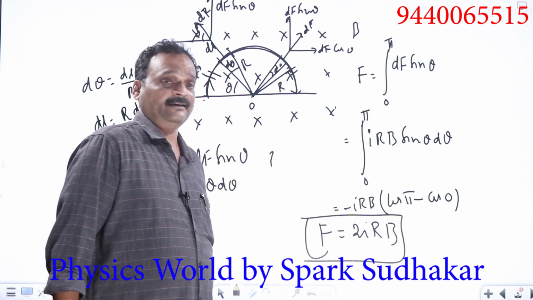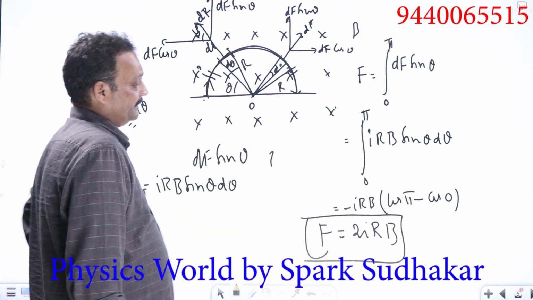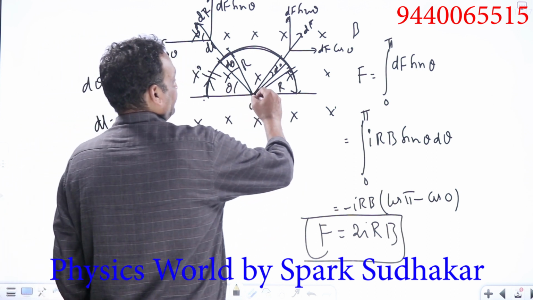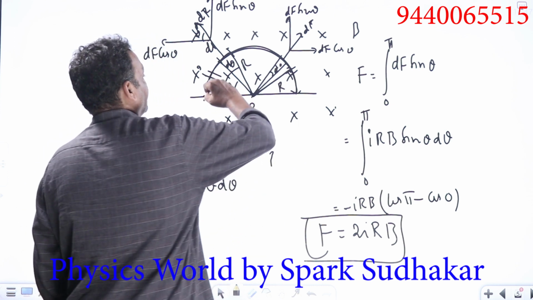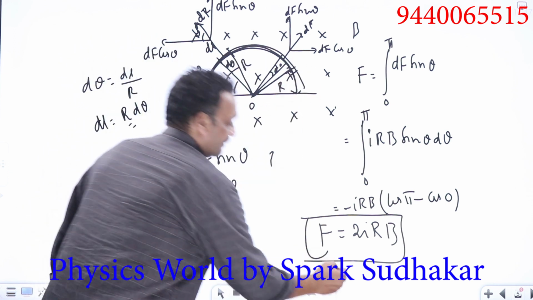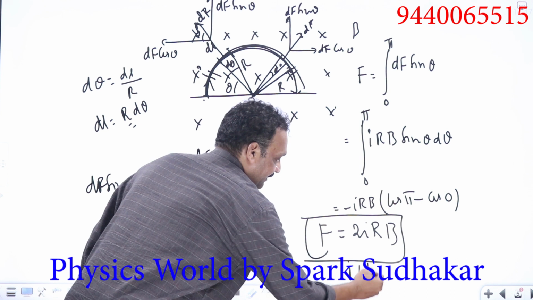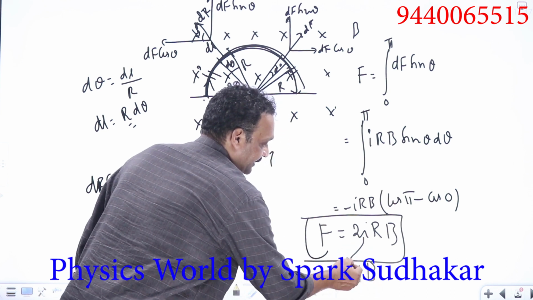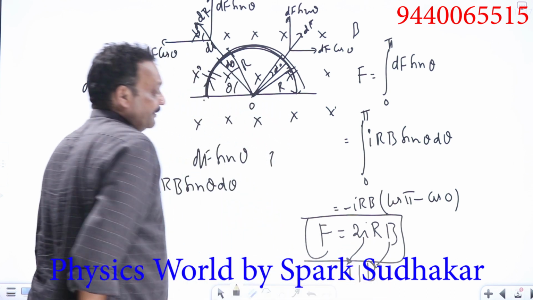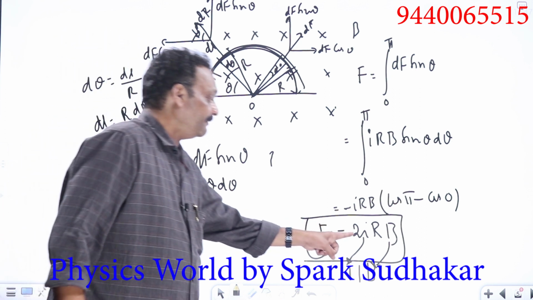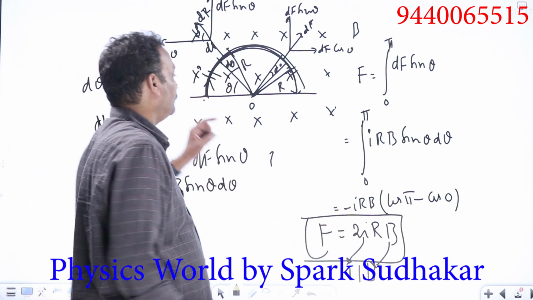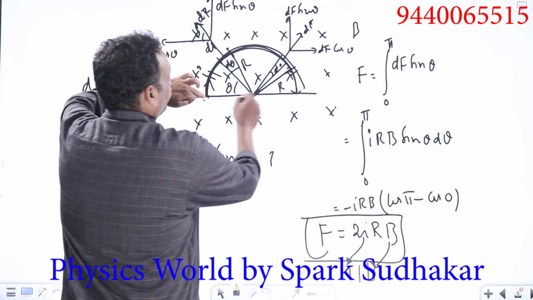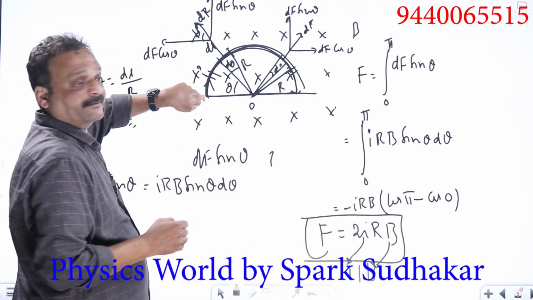Now look, analyze the result here. R is the radius, and the segment is like this. In general, the formula is ILB. For I, we have I here. For B also we have B. For length, what are we getting? We are getting 2R. What is 2R? Nothing but the diameter, the effective length of the segment.